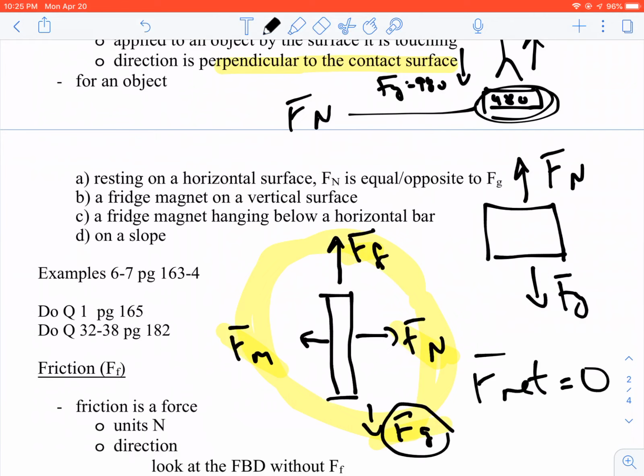Okay, so those are all the forces that are acting here in 5.4, and going back to 5.2, which is looking at the difference between mass and weight. I want to take 1 minute here and just look at these two samples, and then I'm going to leave you with these questions here on page 165 and page 182. All right, so I'm looking at the samples on page 163 in the textbook.